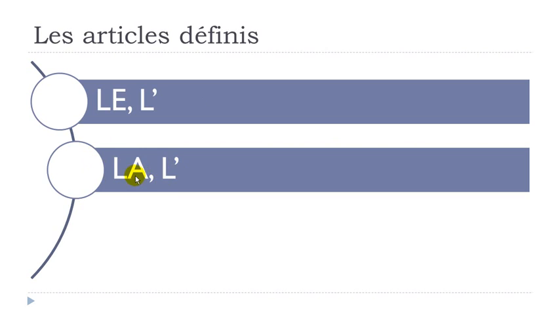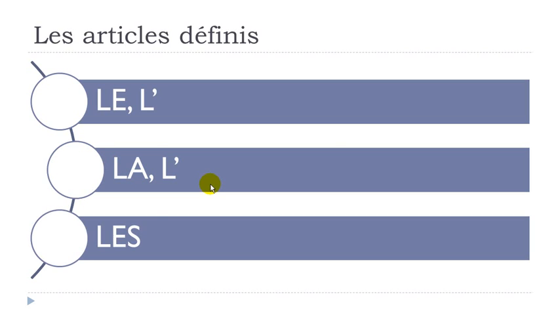Same for the same reason, you will have this option l apostrophe as well, and then the plural form is les, okay, so whereas in English there is only this the form, in French we will have the difference between the masculine form le, the feminine form la, and then the plural form les. So of course according to the word you will have to choose the correct article.